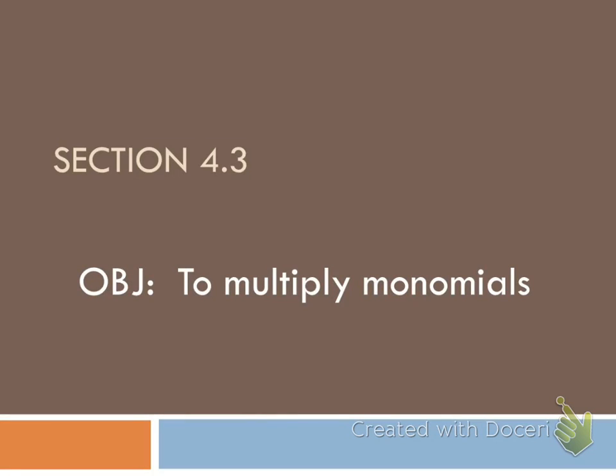Today we are doing section 4.3. We are going to multiply monomials. So monomials means we have how many terms? One term. So we will be multiplying one term to one other term.